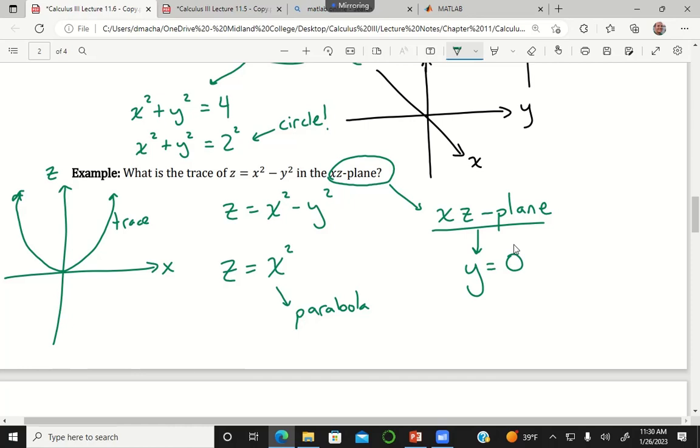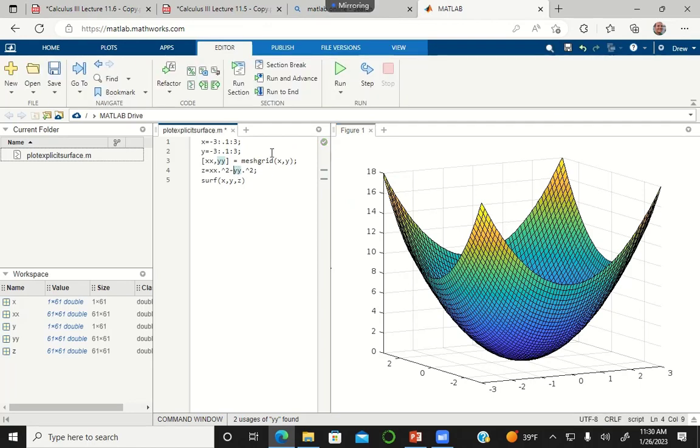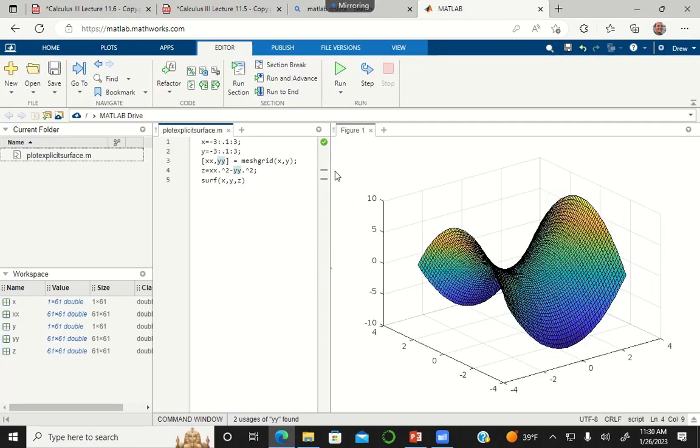I'm going to plot this in MATLAB too. So x squared minus y squared. Okay. So again, the vertical axis is the z-axis. And so if I slice this along the xz plane, the trace is going to be this parabola that's sitting in the saddle like that. Okay?